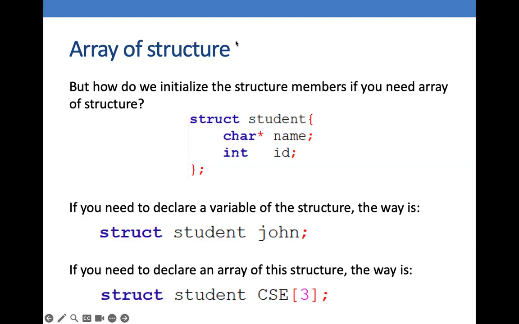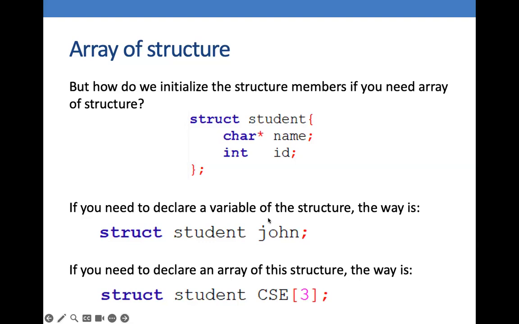Okay, but how do we initialize the structure members if you need an array of structure? So suppose that we have this structure, struct student with members name and then ID. Okay, if we need to declare a variable of the structure, the way we do it is we use first the keyword struct followed by the name, which is the tag student, and then followed by the name of the variable John.